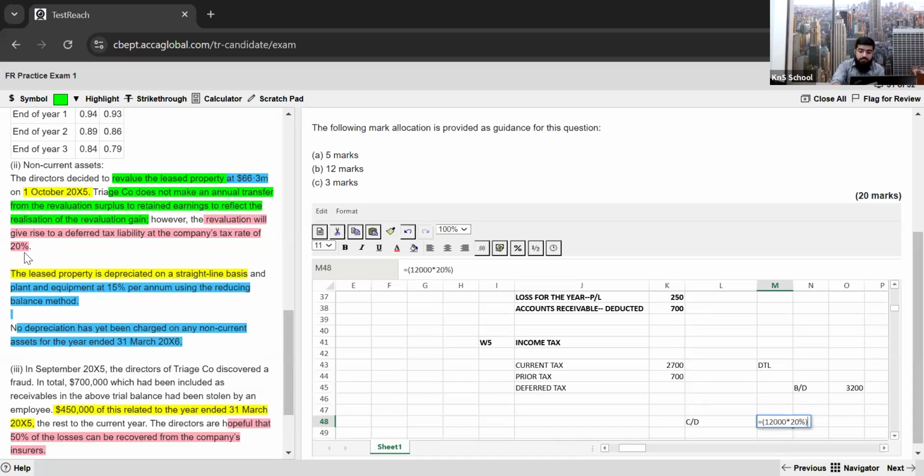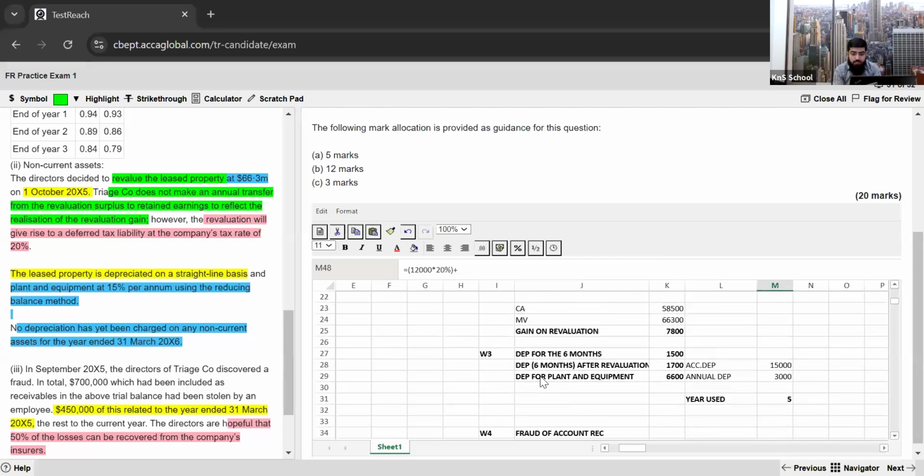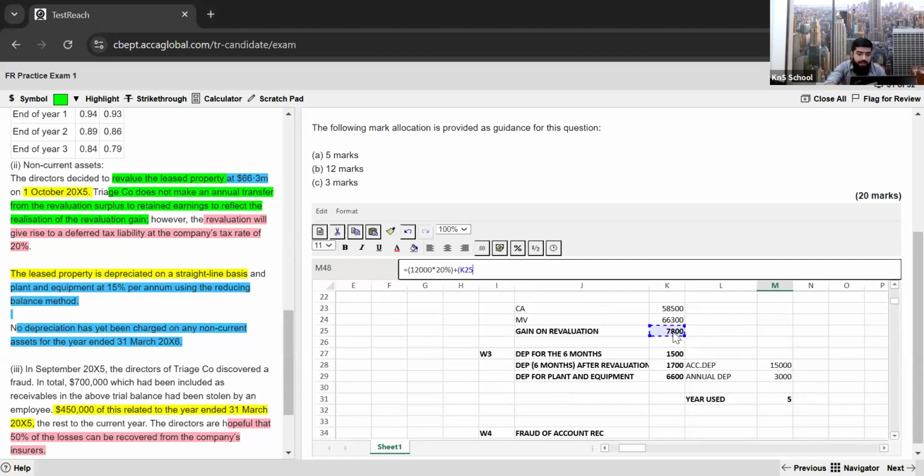But remember, this is not the only deferred tax liability closing balance. There is another deferred tax liability. There is another taxable temporary difference, which is related to revaluation. So we had a revaluation gain, a revaluation surplus of 7,800. I've just linked that cell, and on that we will calculate the tax rate, that is 20%. This will also be included.